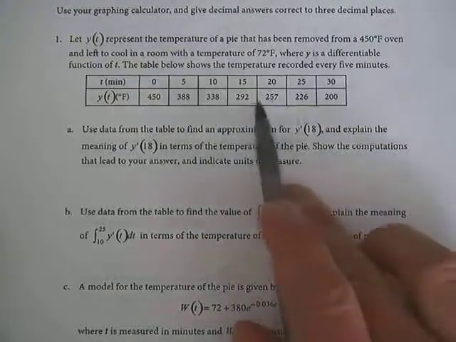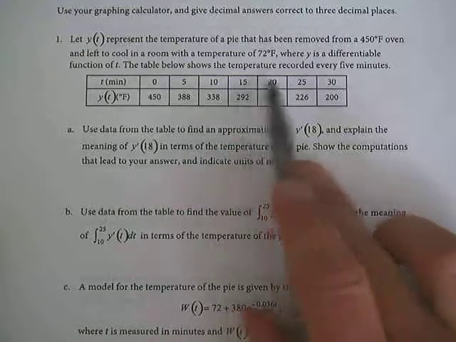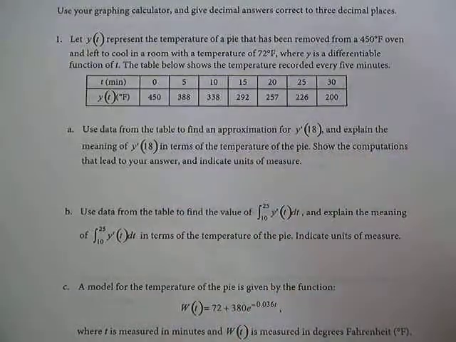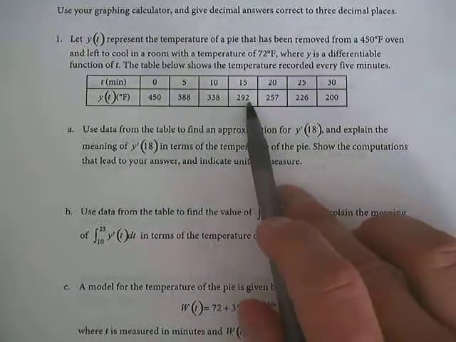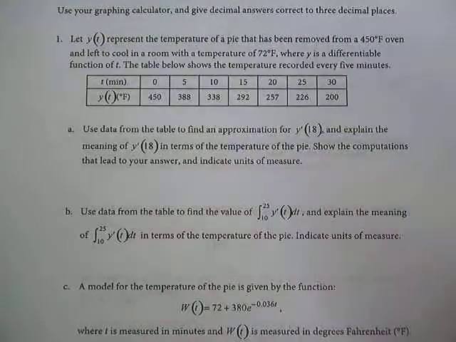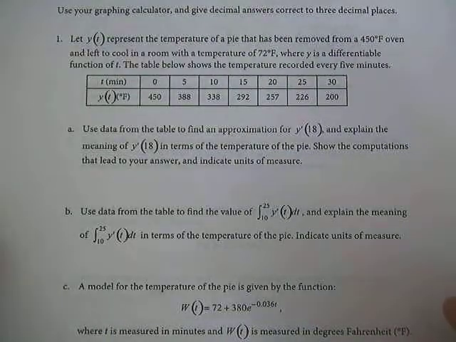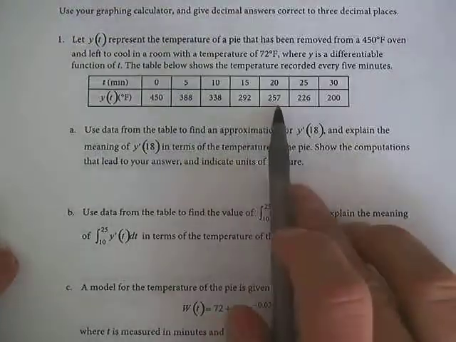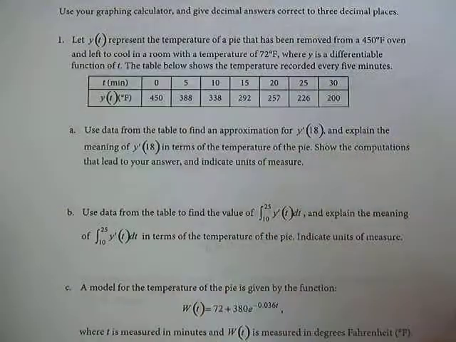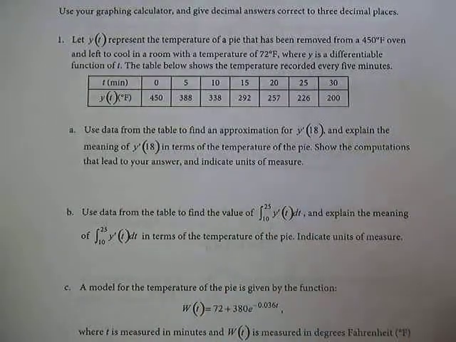So if we want y of 18, they just use the 15 and the 20 points and calculate the slope. So 257 minus 292 over 20 minus 15. If you calculate that correctly, it should be -7. And units here would be, we're subtracting degrees Fahrenheit on the top, and time on the bottom is in minutes. So the rate would be degrees Fahrenheit per minute. And the ultimate answer here was -7.